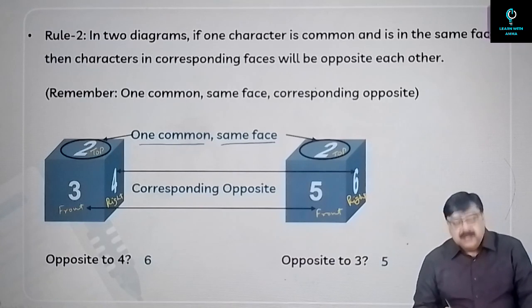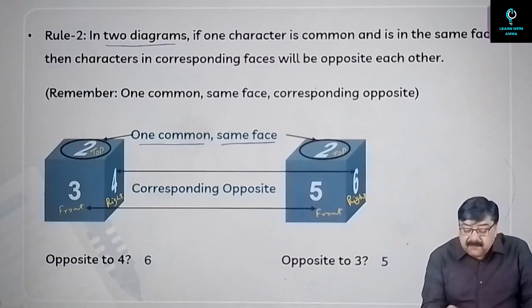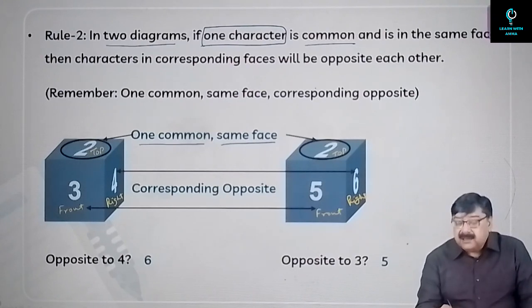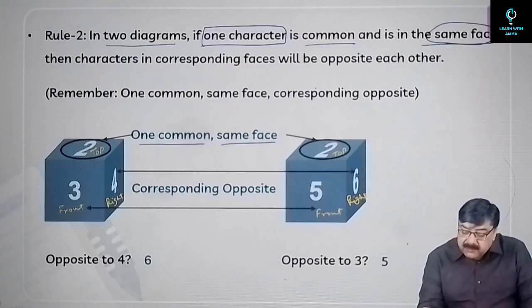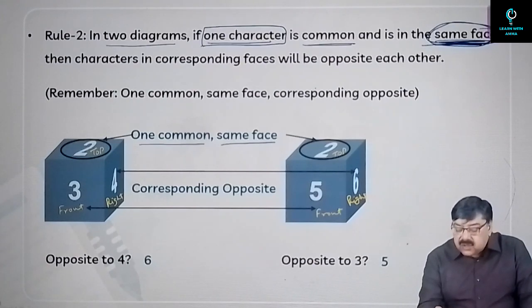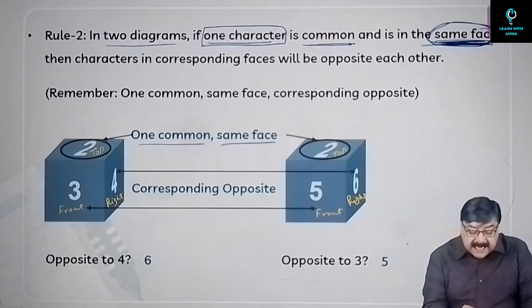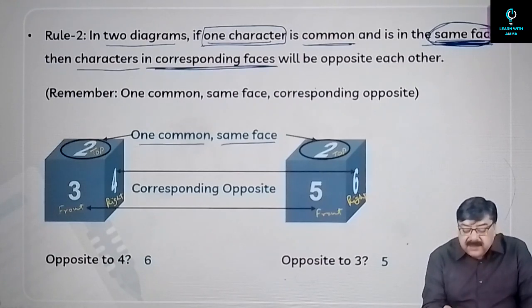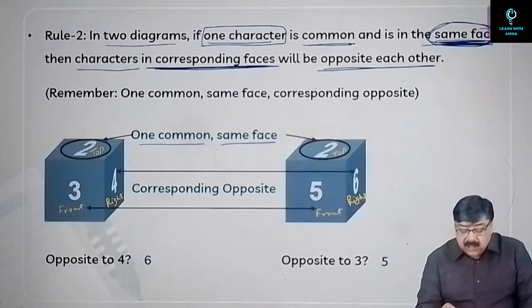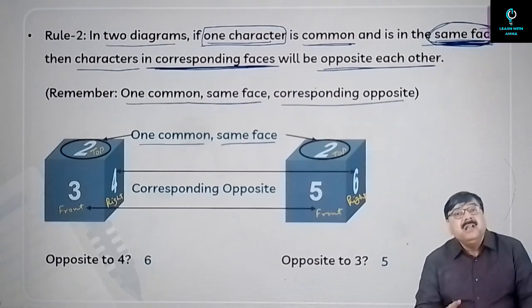So rule 2 is that in two diagrams, if one character is common, only one character, in the previous rule, there were two characters which were common. Now, if one character is common and in the same face, this is very important, in the same face. What if they are not in the same face? Well, that we will discuss in rule 3. So if one character is common and is in the same face, then characters in corresponding faces, similar nature or similar kind of faces, will always be opposite each other. And how do you memorize this in short? One common, same face, corresponding, opposite.